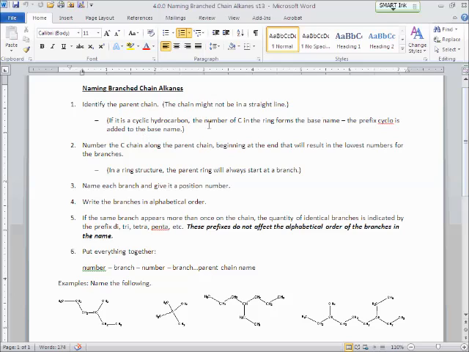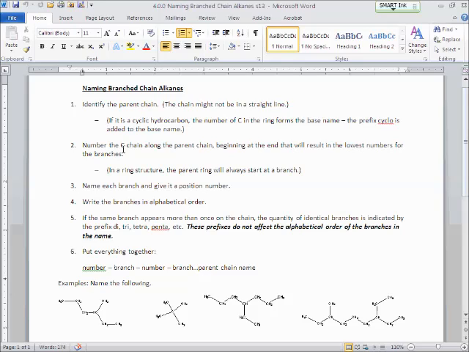If it's cyclic, all right, the number of carbons in the ring is the parent name or the base name. So the ring defines that longest chain, all right? We don't actually find a long chain that maybe has a piece of the ring and then goes out the other side. The ring becomes the main part, all right? The number of carbons along the parent chain beginning at the end, which results in the lowest number of branches.